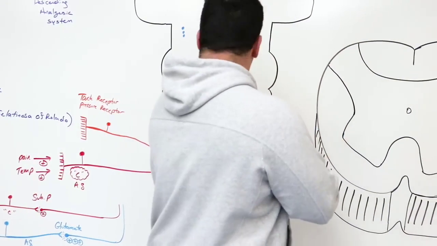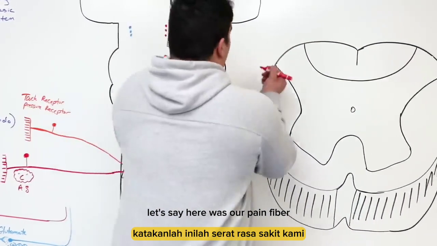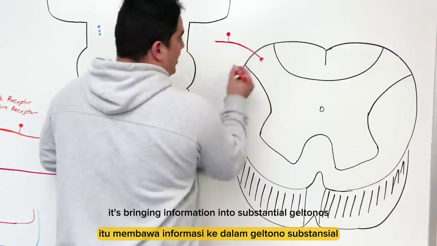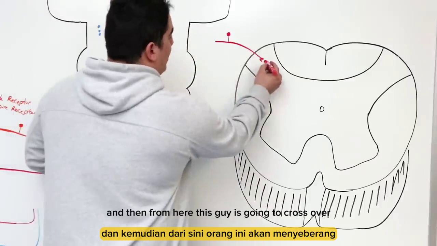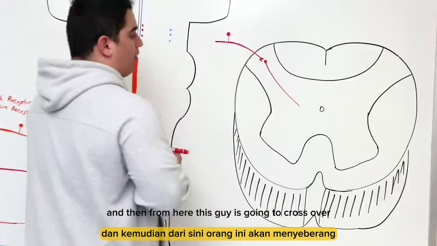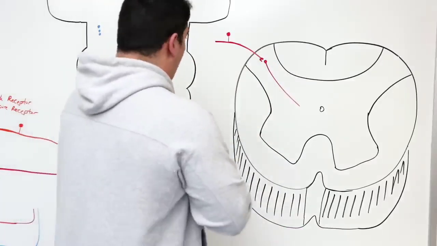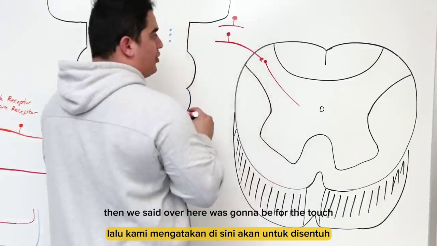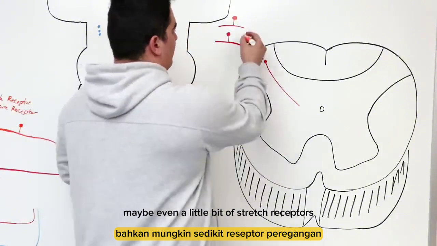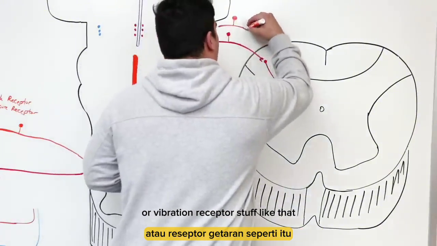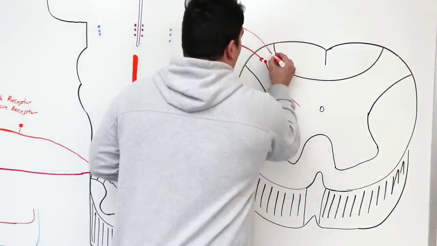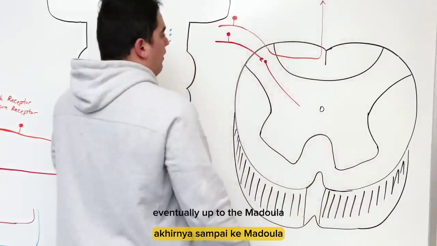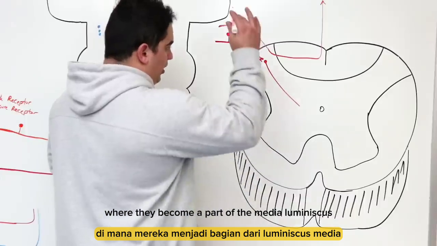Let's look at that. So let's say here was our pain fiber, right? It's bringing information into the substantia gelatinosa of Rolando. And then from here, this guy is going to cross over. We know it'll go through the anterior white commissure. Then we said over here was going to be for the touch, for pressure, maybe even a little bit of stretch receptors or vibration receptors, stuff like that. They're going to come in, and they're going to go into the dorsal column and ascend upwards, right? They're going to go up, eventually up to the medulla, where they'll become a part of the medial lemniscus.